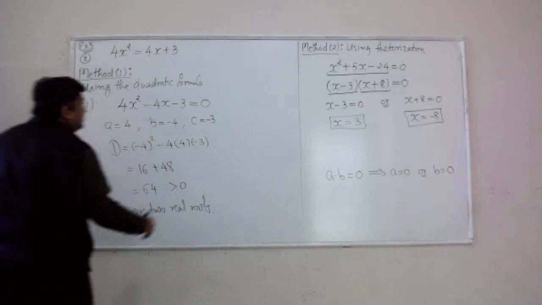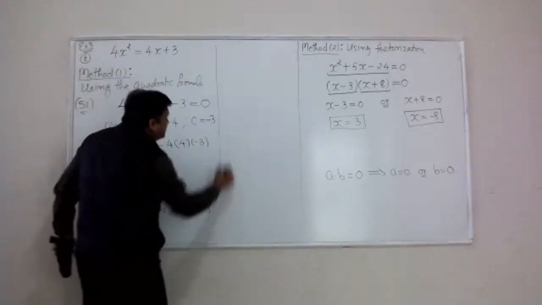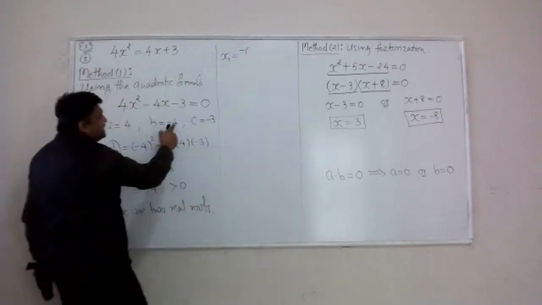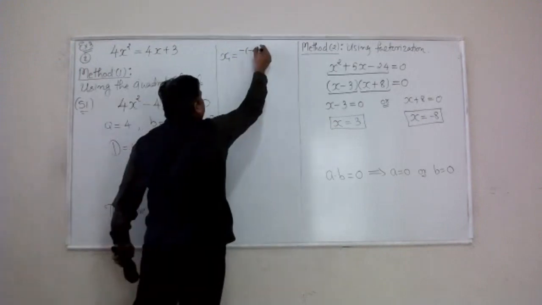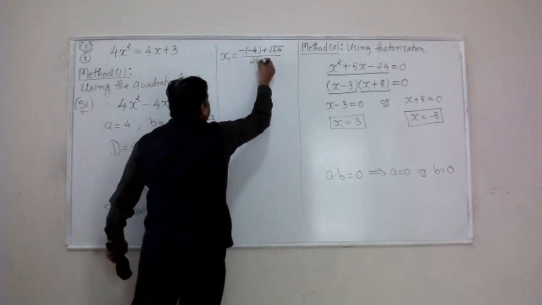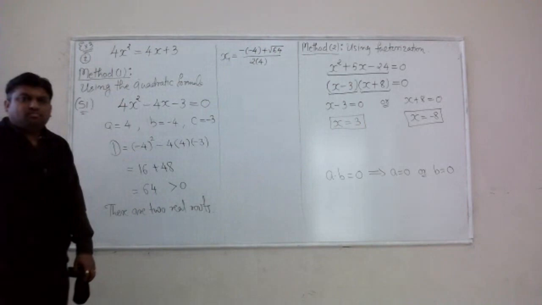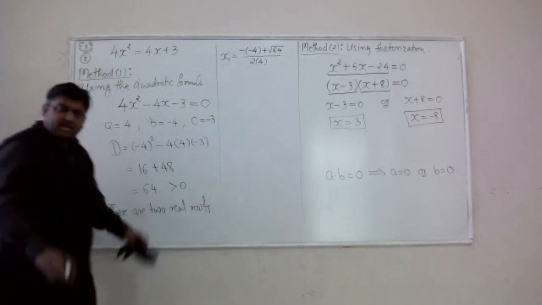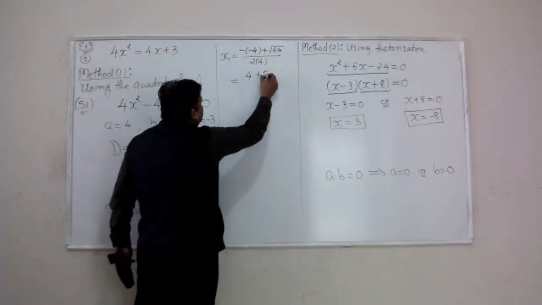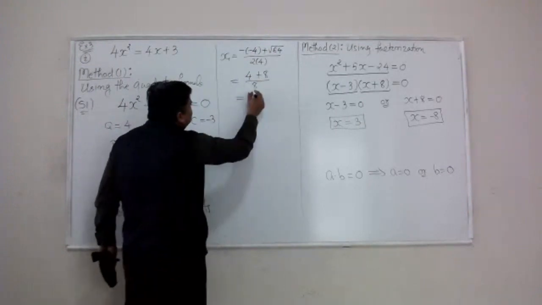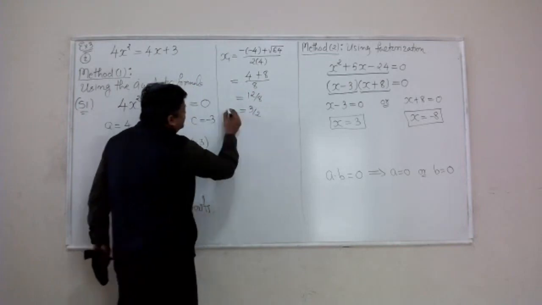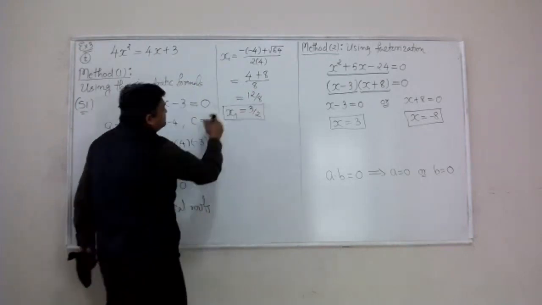And what are they? Well, let's write them down. The first root is going to be negative of b, negative of negative 4, plus square root of d, over 2 times a. a is 4. All right, again, no need to write down the formulas. Simplify this. 4 plus 8 over 8. This is 12 over 8 or 3 by 2. This is the first solution.